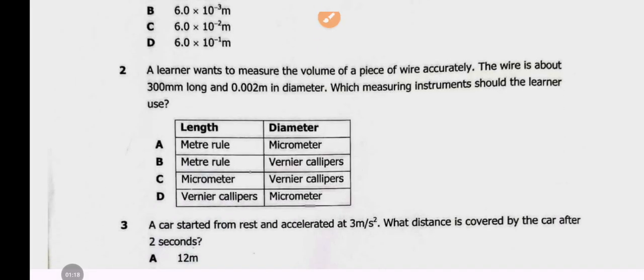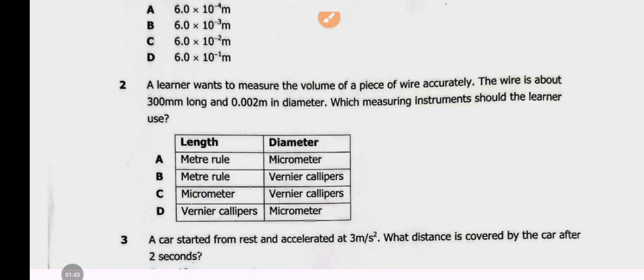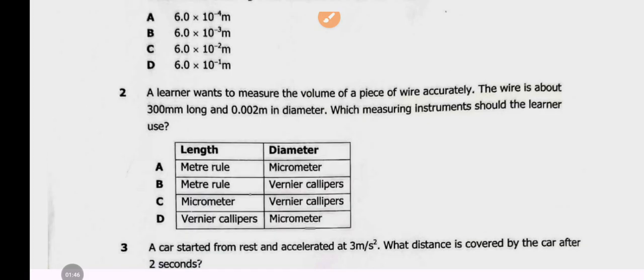Question 2 says, Elena wants to measure the volume of a piece of wire accurately. The wire is about 300 meter long and 0.02 meter in diameter. Which measuring instrument should Elena use? I don't know if you're familiar with this, but there's actually a very nice way of understanding with precision the name of the measuring instrument to use. So this should be noted carefully.